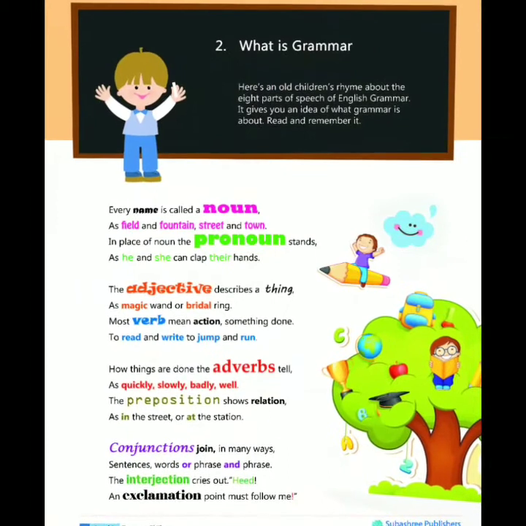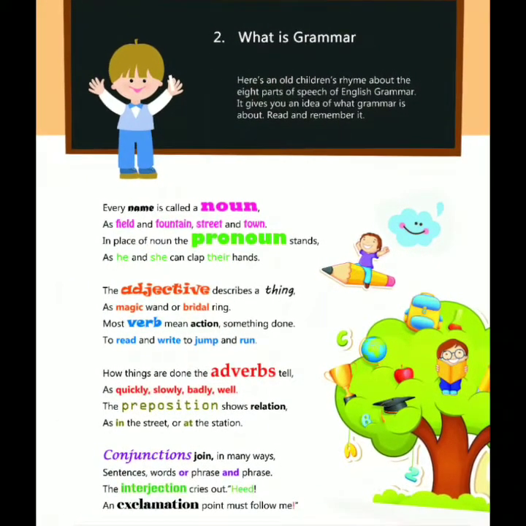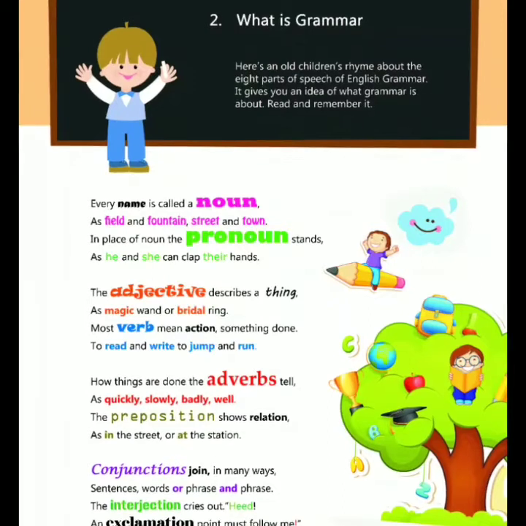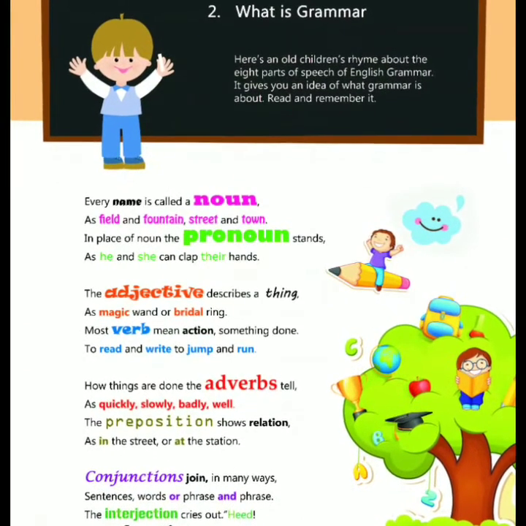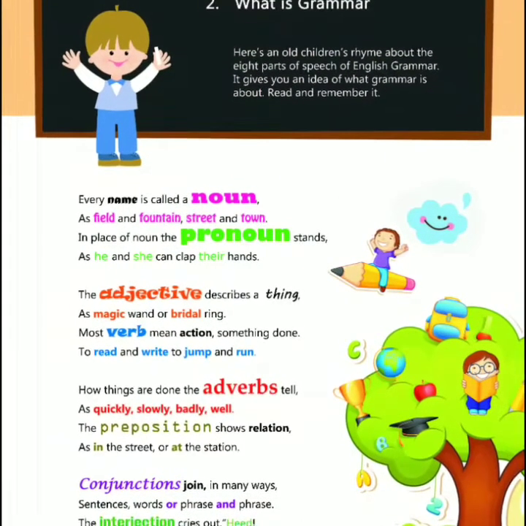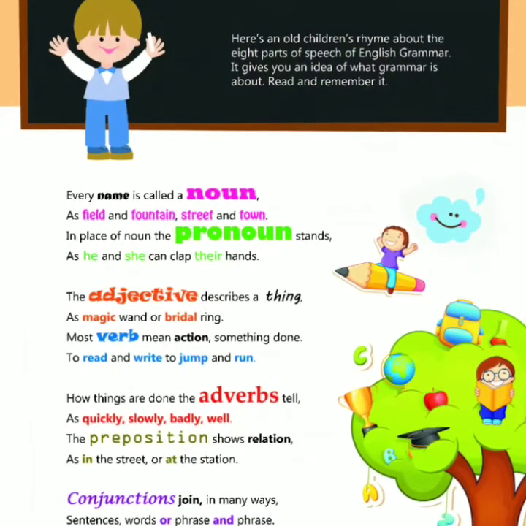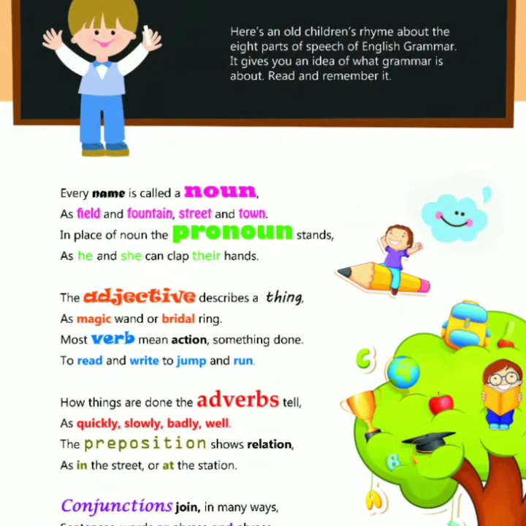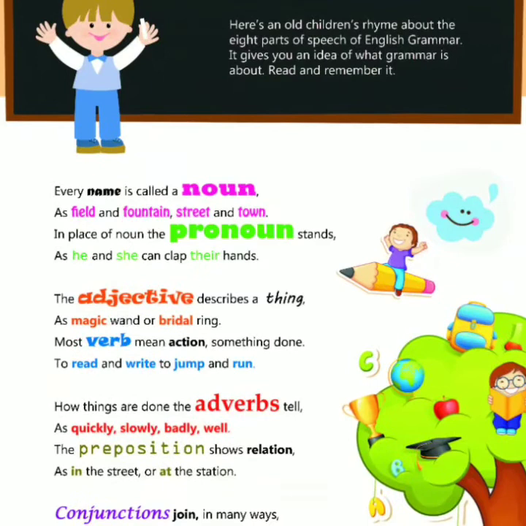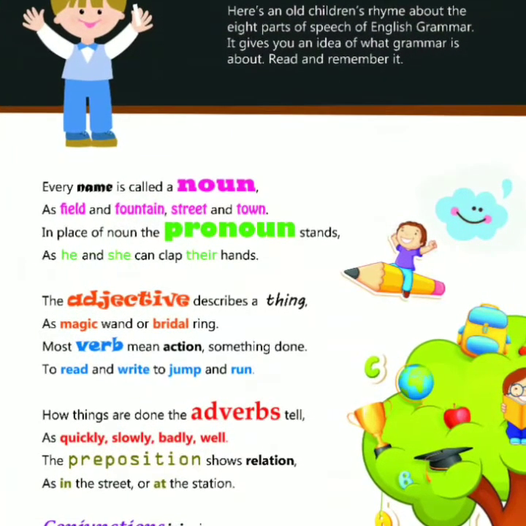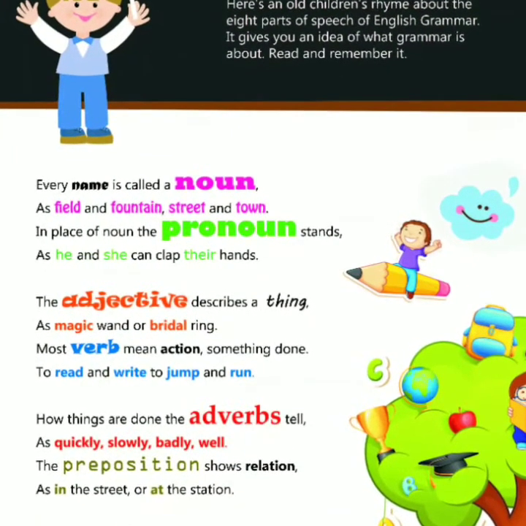How things are done, the adverbs tell, as quickly, slowly, badly, well. The preposition shows relation, as in the street or at the station. Conjunctions join in many ways: sentences, words, or phrase and phrase. The interjection cries out, heed, an exclamation point must follow me.